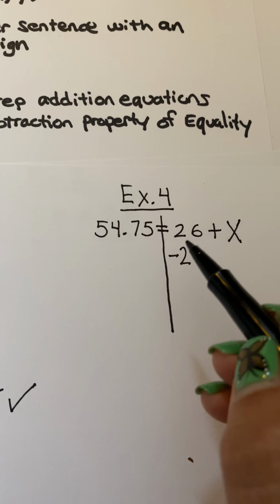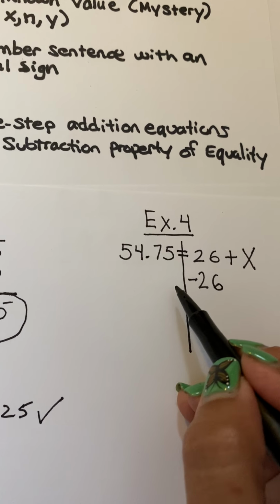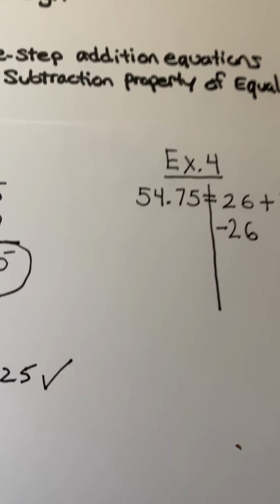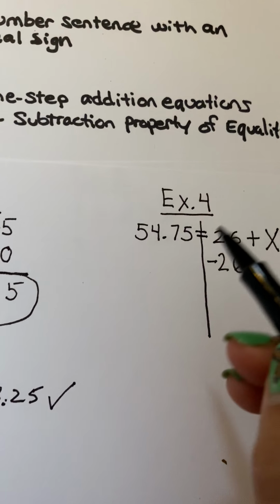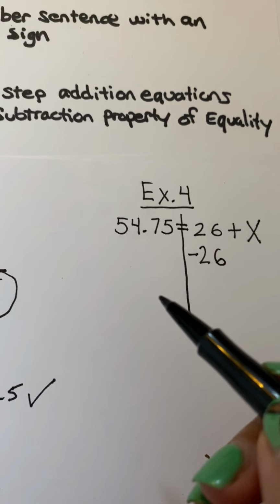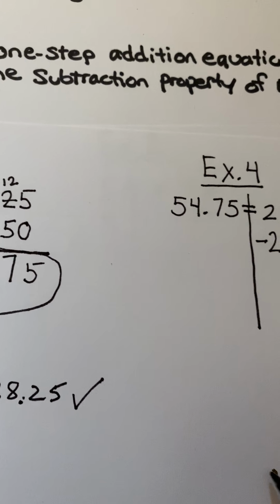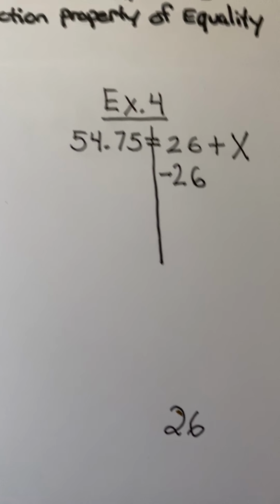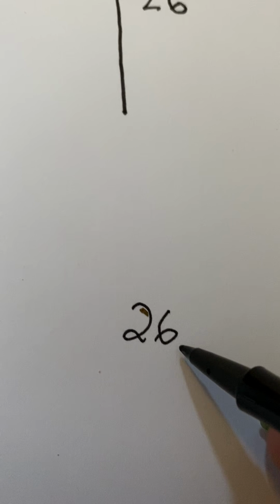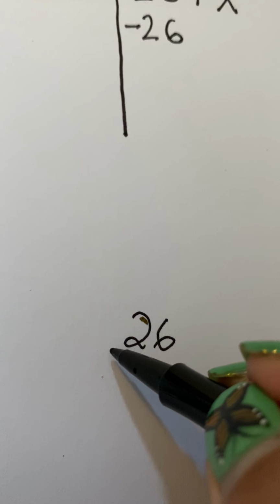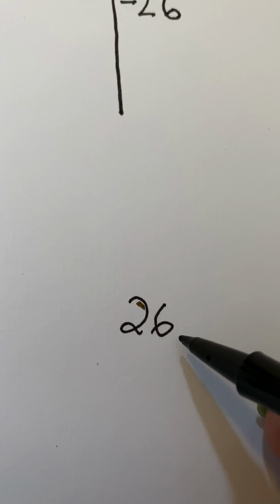And then whatever you do to one side, you have to do to the other. And we have to put a minus 26 on this side, but it's a decimal. Now, if we look at the number 26 by itself, where would we put the decimal? Let's just look at that. Where would the decimal go? Would it go here? Would it go here? Would it go here? It's a whole number.